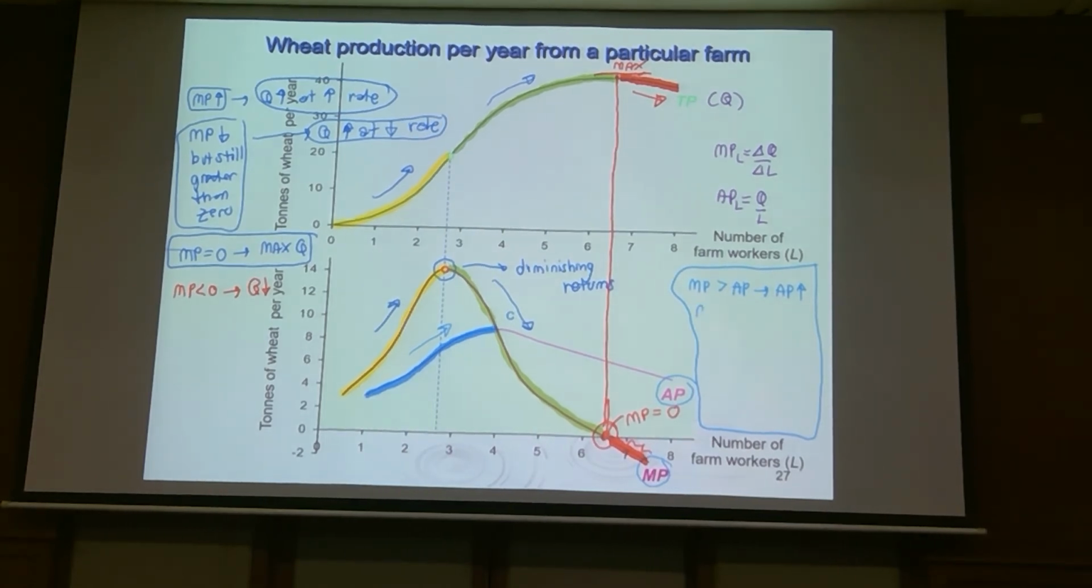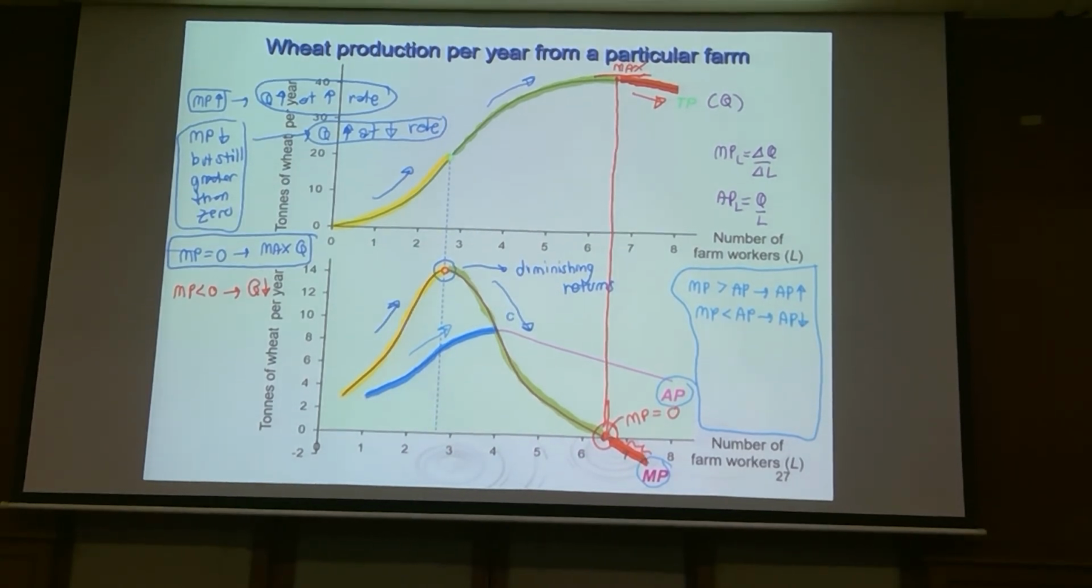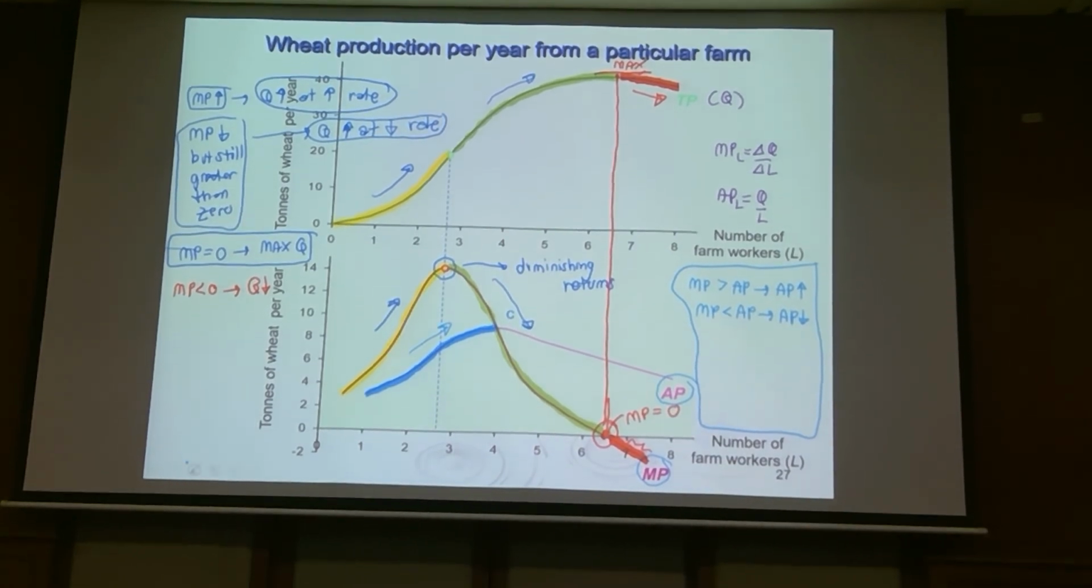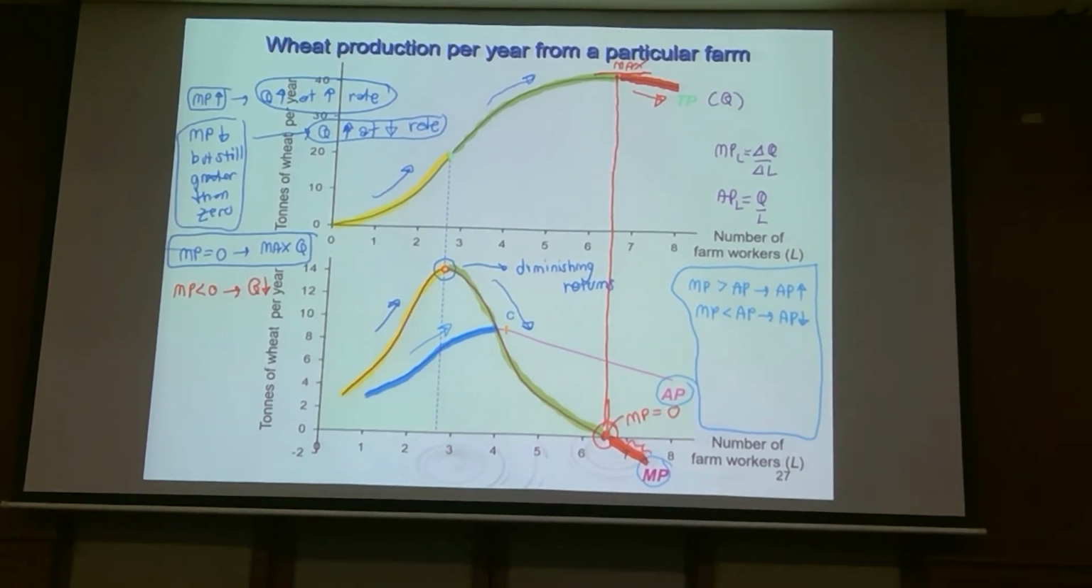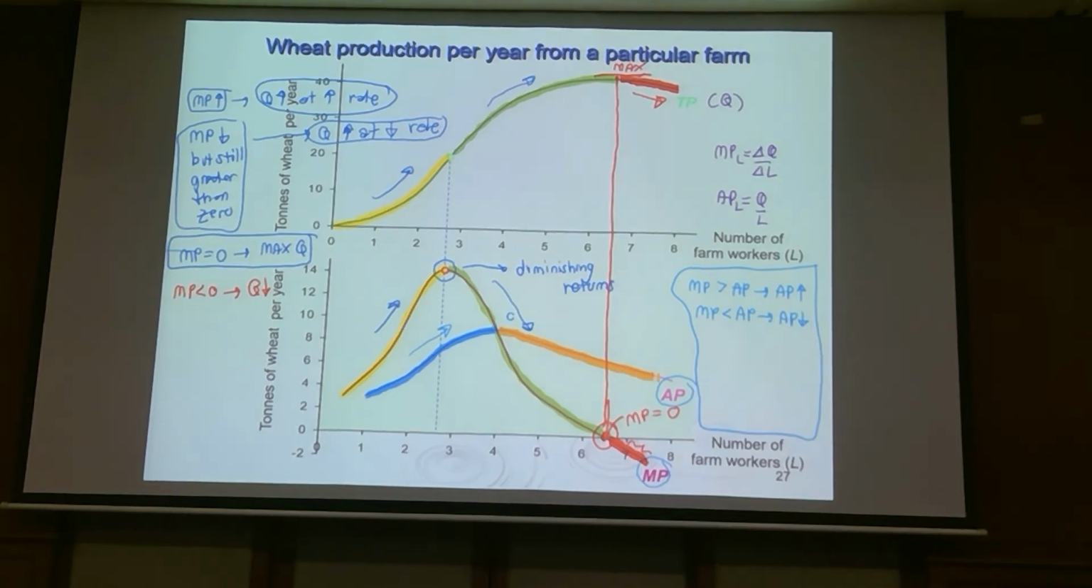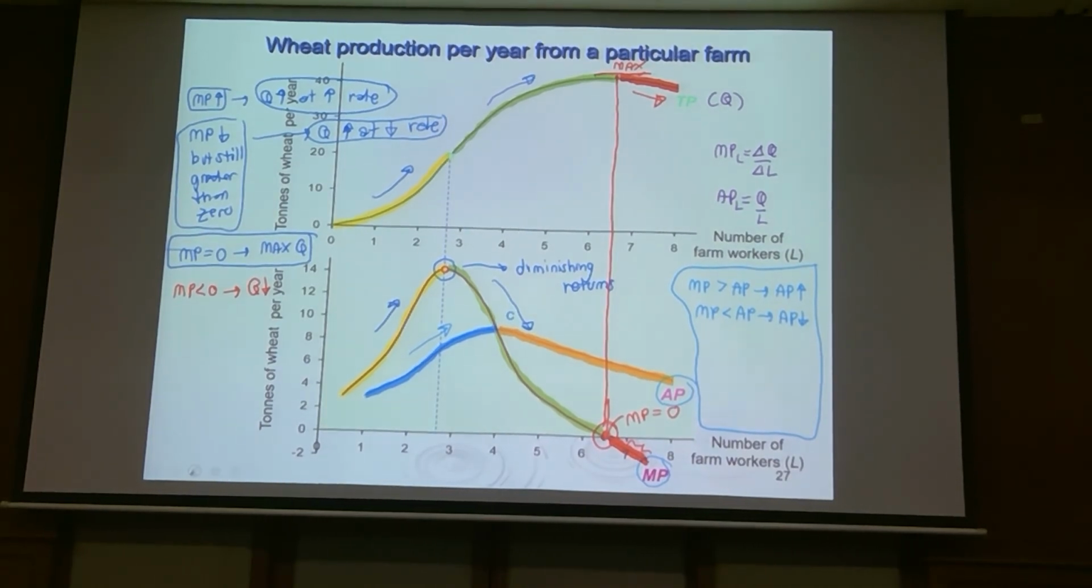On the other hand, when the labor is less productive, or you get a lower marginal product than the average product, what happens? The average product is going to fall down. So we see that the marginal product always cuts the average product at the maximum of the average product.